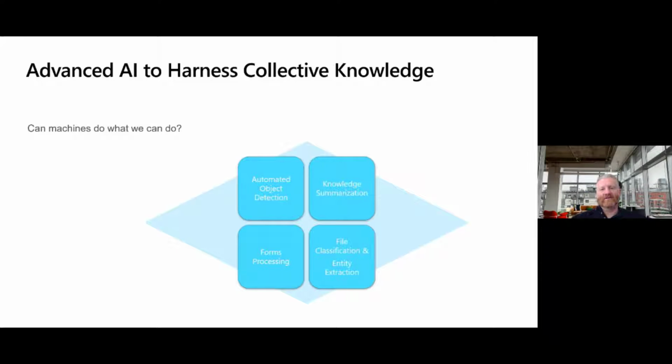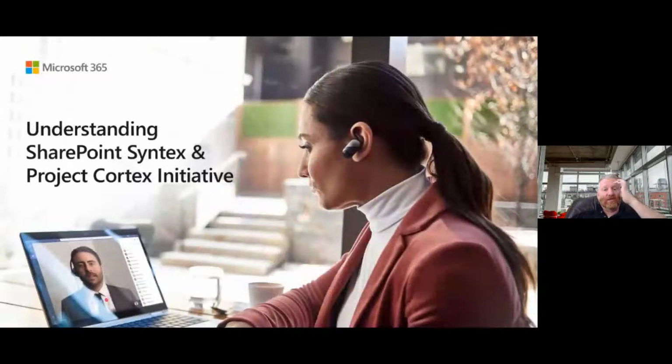Harnessing this advanced AI around knowledge: automated object detection, knowledge summarization, forms processing, file classification, entity extraction. This is now what machines can do that takes humans a lot of time, to read a document, write what it's about, tag it, extract all the content out of it. And how much better would it be if you look at 5 documents, and even a couple of negative examples, and you're going to understand what this template is, or what this form is, or what this particular statement of work or contract is. So let's dive into this.